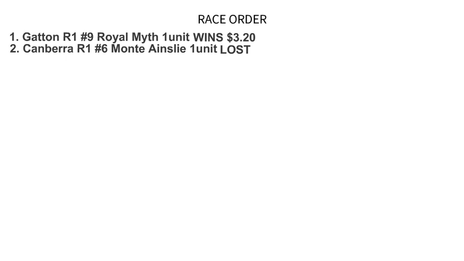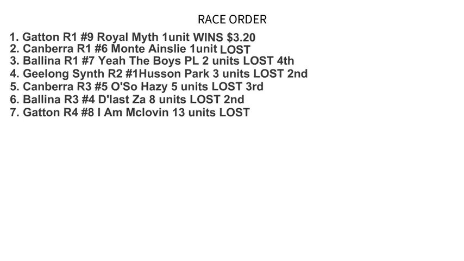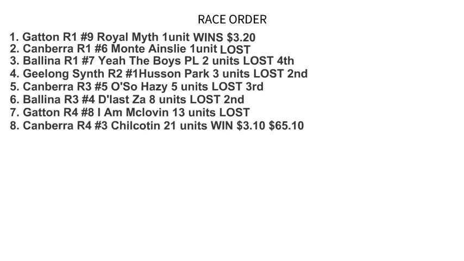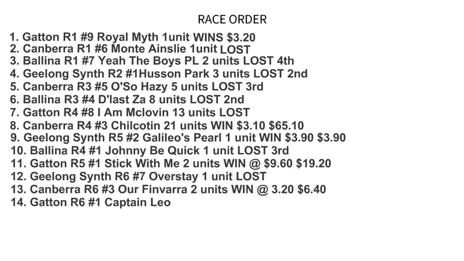it's lost. Now we continue on over the next 5 races, getting a few placings but no firsts, with our units following the strategy of the sum of the 2 previous. So now we're up to number 8, and that's a Canberra Race 4, number 3, Chilcotton for 21 units, and it wins at $3.10, returning $65.10. So we now go back to scratch again, and these were our next 5 wagers, returning a few more winners.